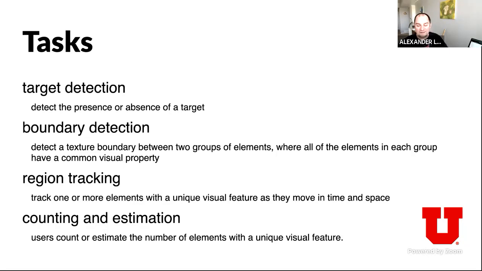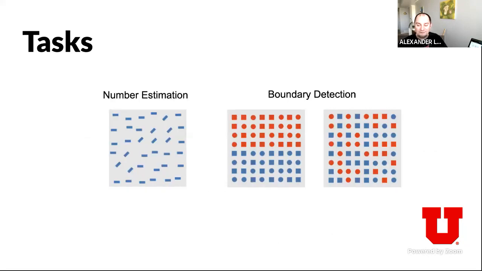We can do region tracking. We can track one or more elements with a unique visual feature as they move in time and space. And it's actually also pretty good at counting and estimation. If I show you a number of pop-out features, you have immediately a sense of how many there are. So you can very quickly estimate the number of features that are present. Here, for number estimation, you already have roughly an idea that this is somewhere between 5 and 10 features without really thinking about it on the left.